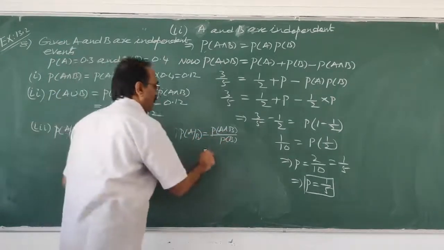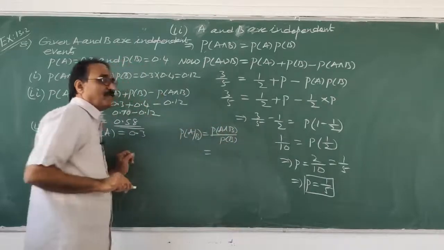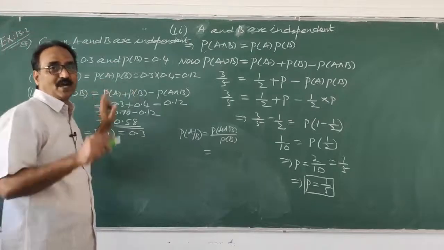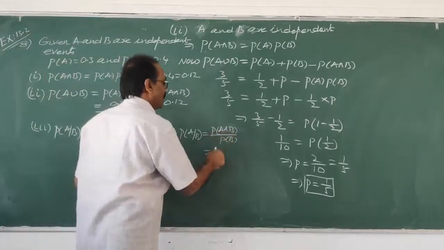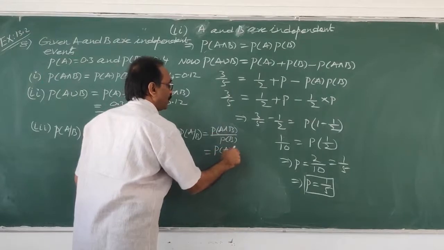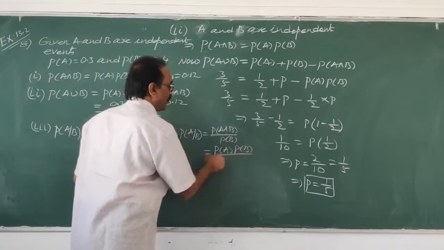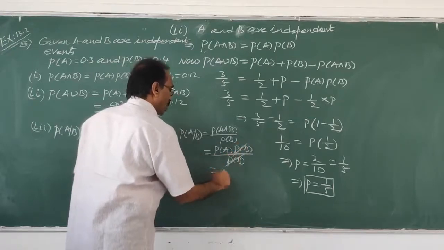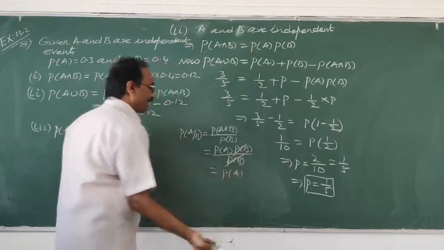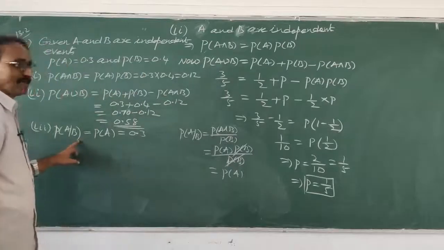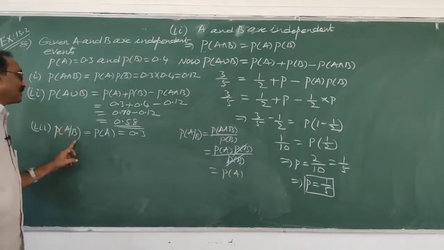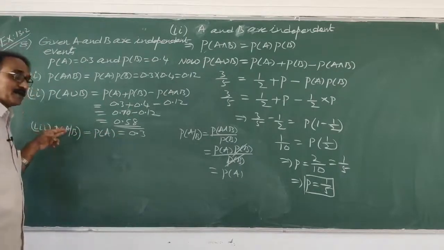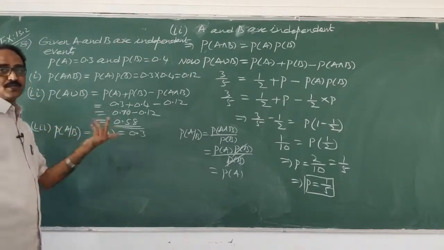Yes sir. Then since A and B are independent events, P of A intersection B can be written as P of A into P of B. In place of P of A intersection B, I write P of A into P of B, divided by P of B. P of B cancels, and we get P of A. So P of A given B is nothing but P of A when A and B are independent, which is equal to 0.3.